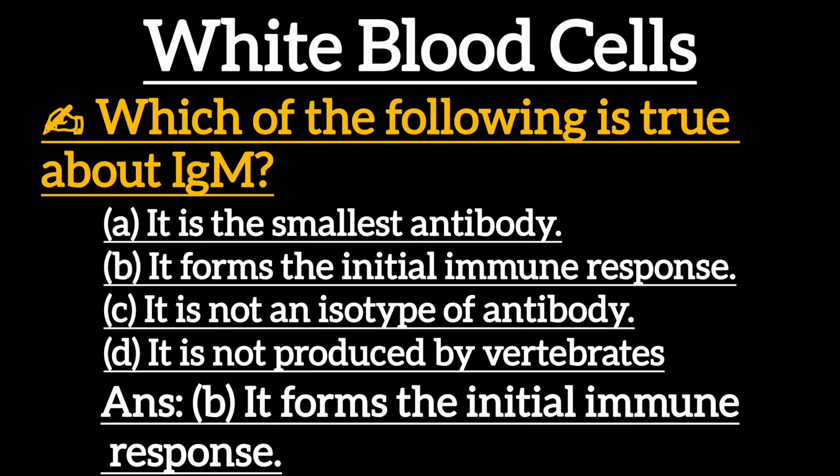Next one: which of the following is true about immunoglobulin M? Option A, it is the smallest antibody. Option B, it forms the initial immune response. Option C, it is not an isotype of antibody. Option D, it is not produced by vertebrates. Correct answer is option B, it forms the initial immune response.